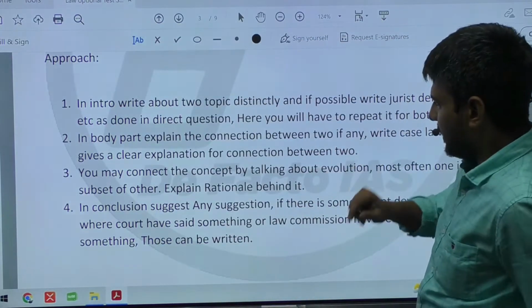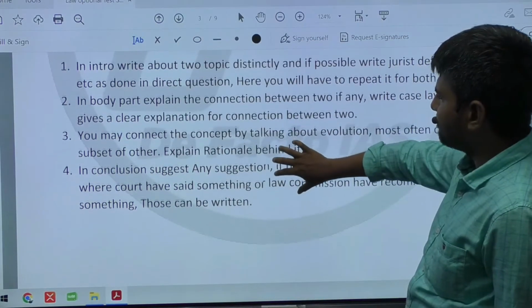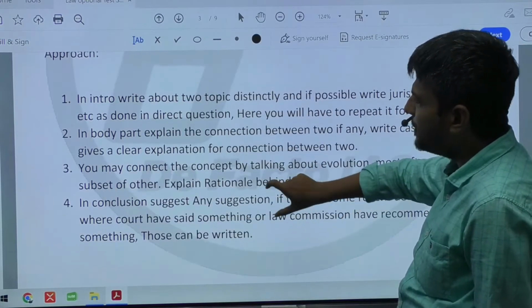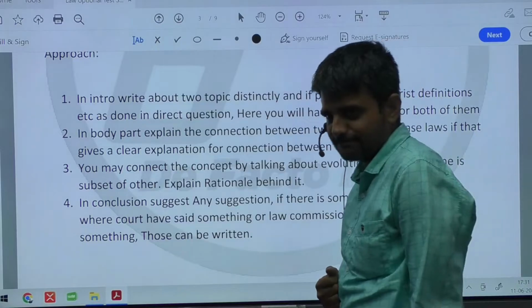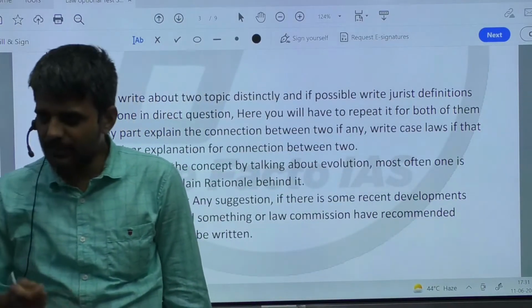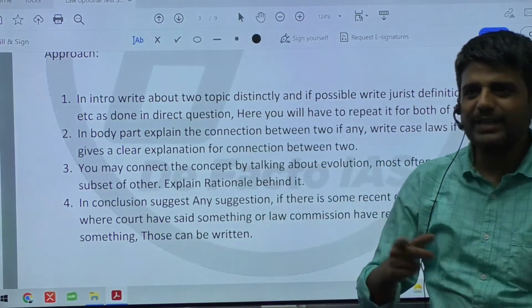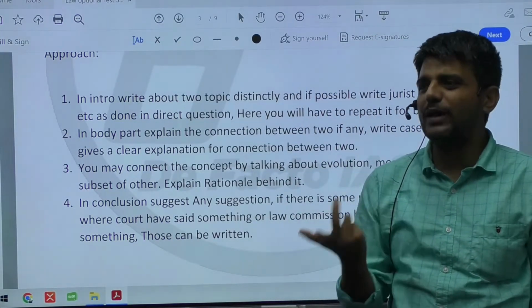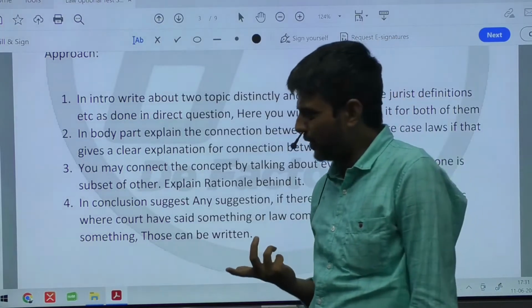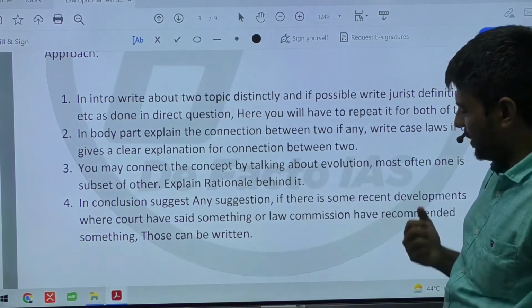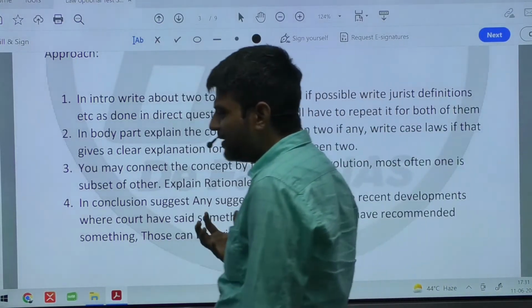Okay. Then what you do is that here the rationale between those two connections must be in the body, not in the beginning part itself. Right? Here the rationale between those two connections must be in the body. Why is that so? Rationale means simply why. Getting my point?